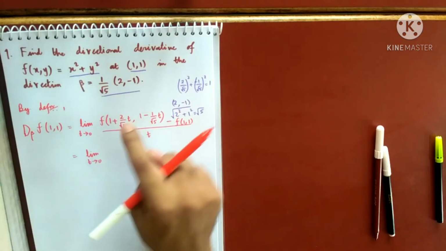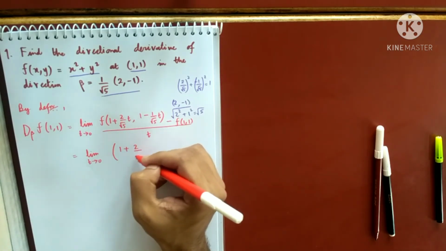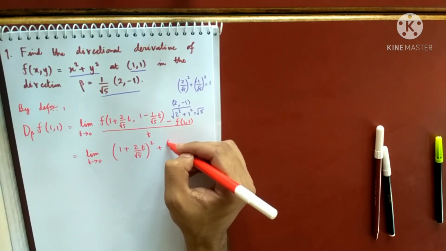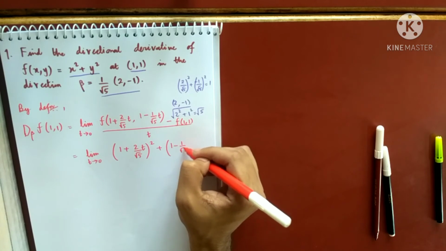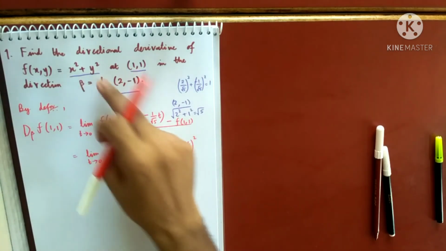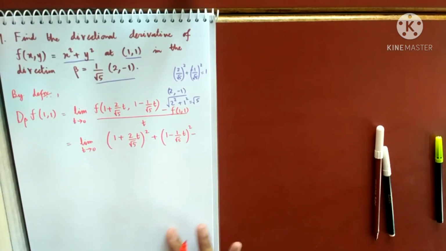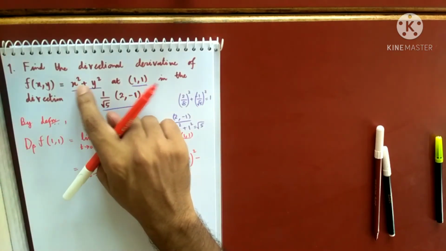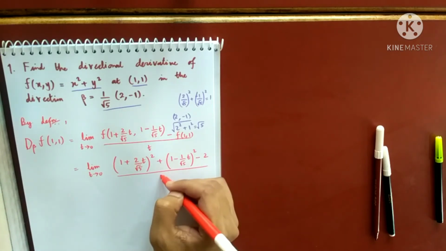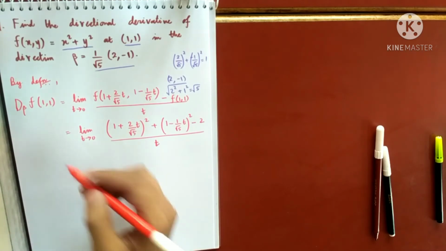So let's apply here. This is x, this is y. f of x comma y is x square plus y square. So x square plus y square minus f of 1, 1. What is f of 1, 1? You put 1 here, you put 1 here. So 1 plus 1, 2, divided by t. Right? Now just open the squares and solve it.